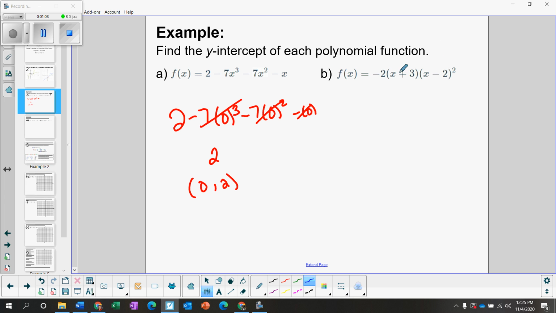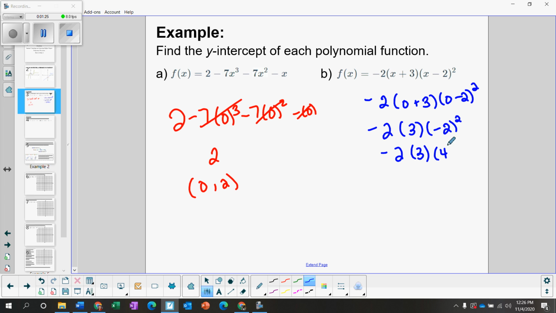If I do the same thing here, I just have to focus on what's happening inside of the parentheses. So we're going to get -2 times 3 times -2 squared. Make sure you square that first. So now we have -2 times 3 times 4, so that's -24. So (0, -24) is the y-intercept.